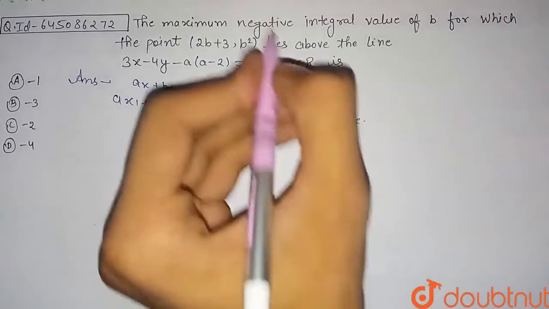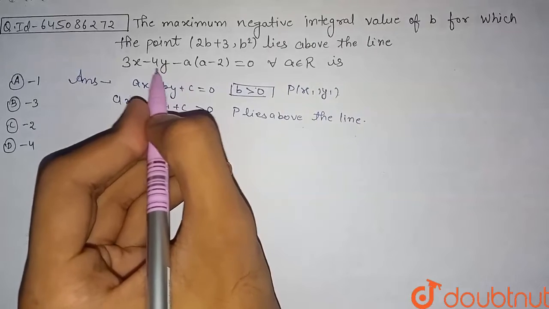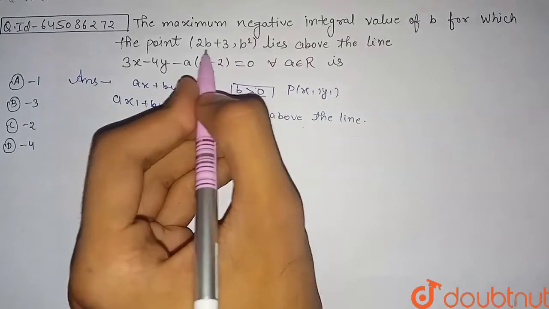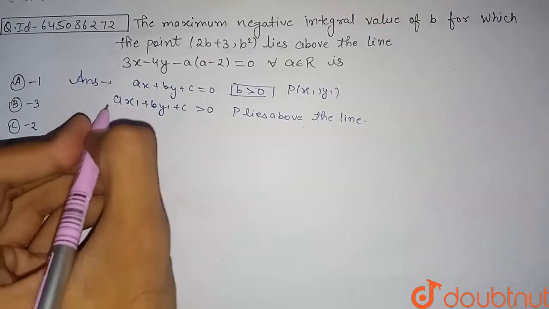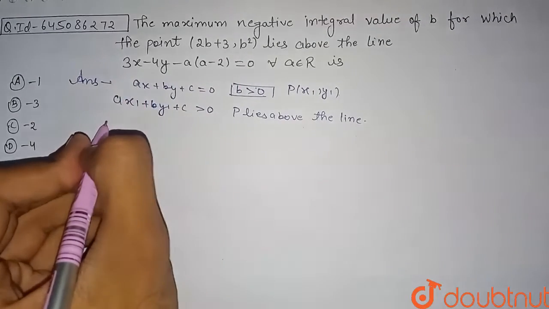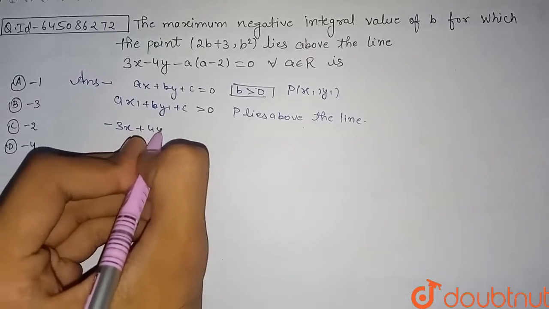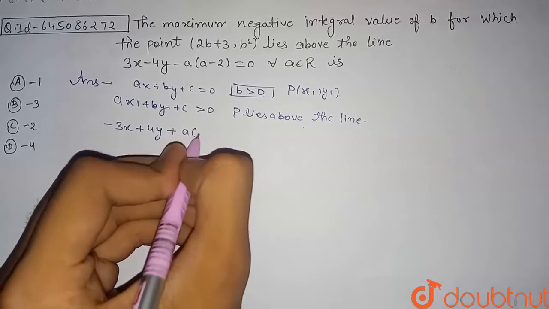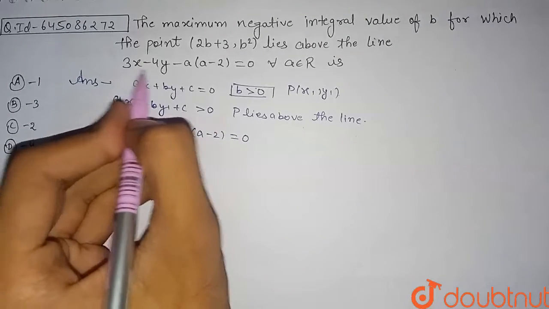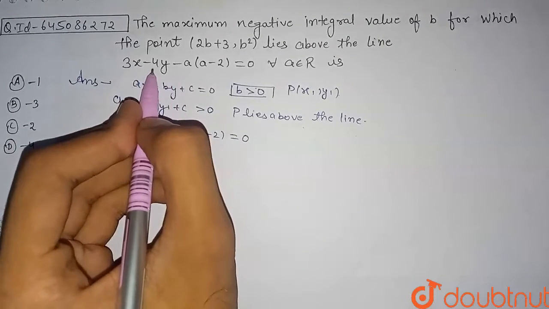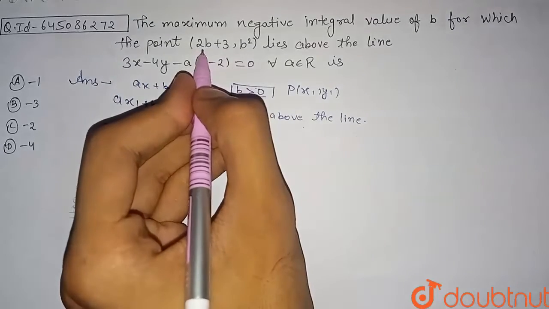So for our question, the line is given where the coefficient of y is negative, so we will make it positive, then substitute the point into the line equation and equate it to greater than 0. Our given line will be written as −3x + 4y + a(a − 2) = 0. We are just multiplying the equation of the line by a negative sign to make the coefficient of y positive.